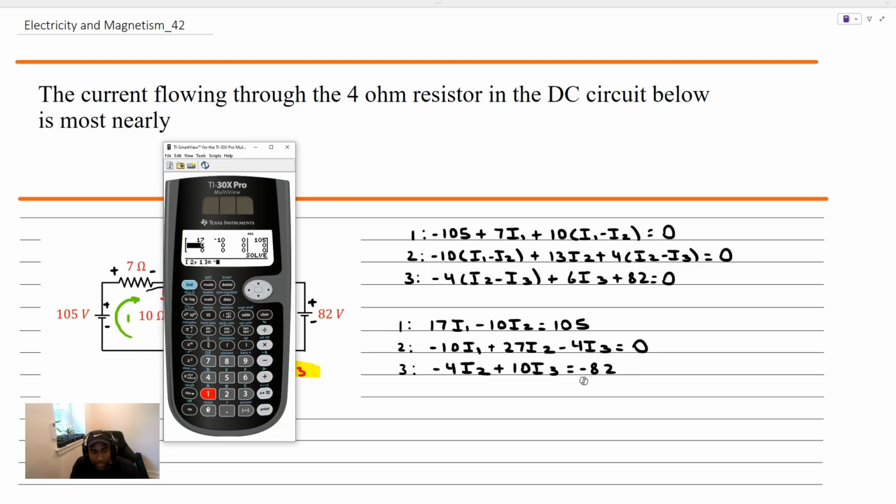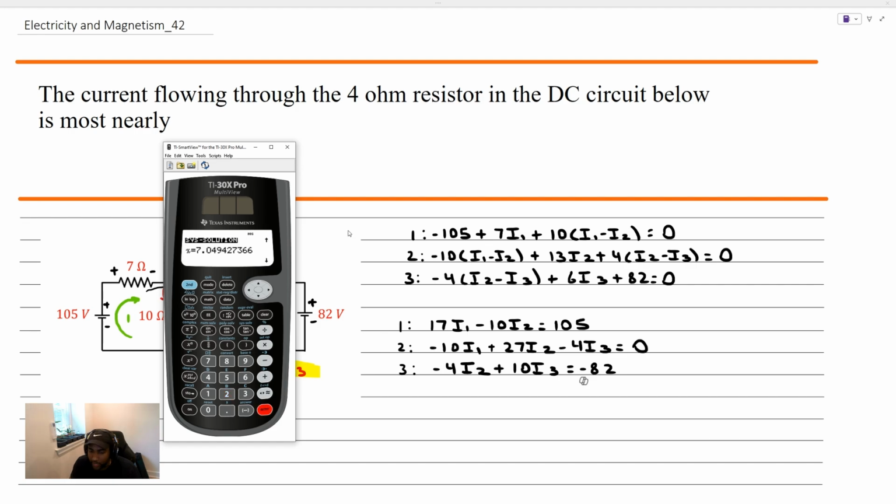Next equation, we have a negative 10, positive 27, negative 4, 0. Then for the last equation, 0 on that I1 term. Got to be careful there. Negative 4 on the I2 term, 10 on the I3 term is equal to negative 82. You got to watch out for that last equation, right? Remember that coefficient on the I1 is 0 there.